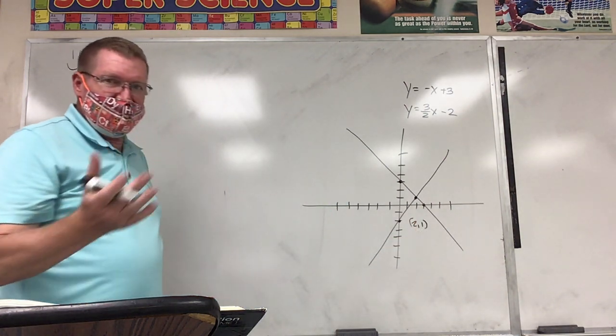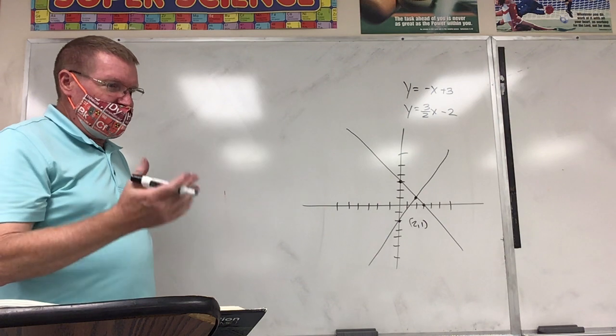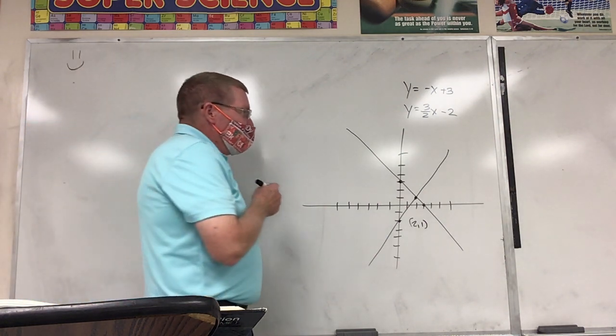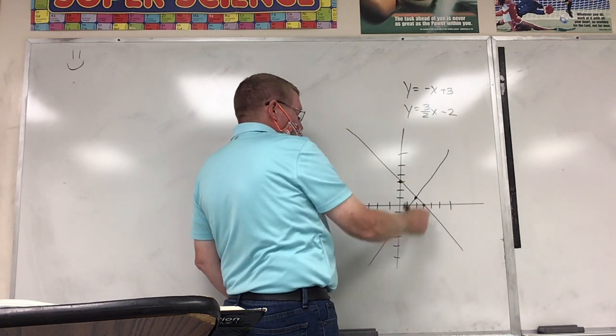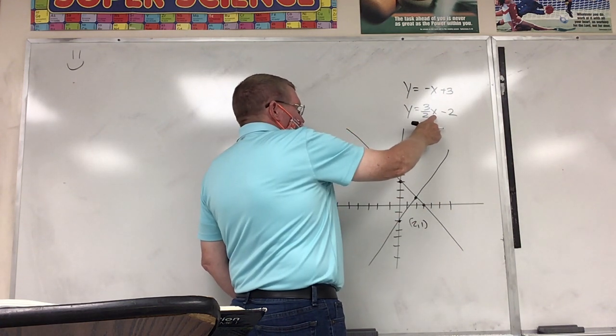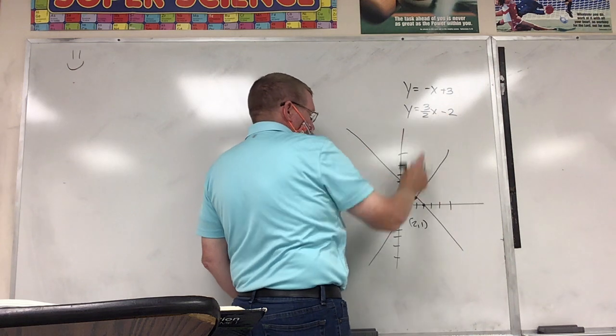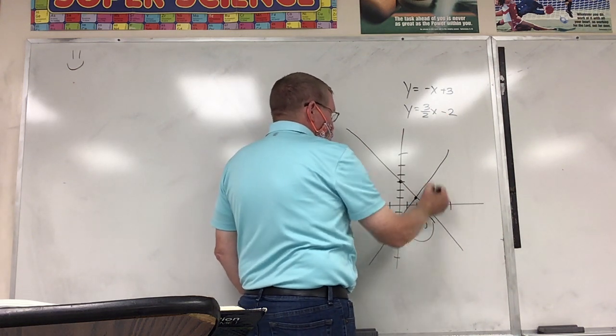So I'm taking a guess. This is why it's kind of inaccurate, so I don't like solving by graphing if we can avoid it. But if I put 2 in, -2 plus 3 is 1, so that works. Put 2 in here, 2 times 3/2 is 3, minus 2 is 1, so that works. So this is my solution.